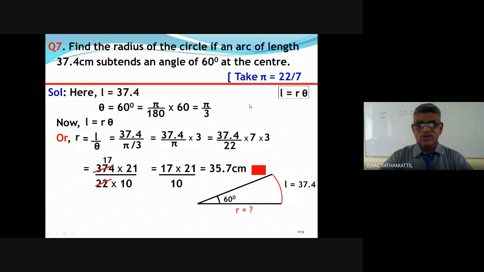This is what I told you, you have to learn from the beginning. The formula is valid only if it is in radians. L equal to R theta is not in degrees. It is with radians. That is how we define radians. The whole topic we never encounter in degrees, remember.